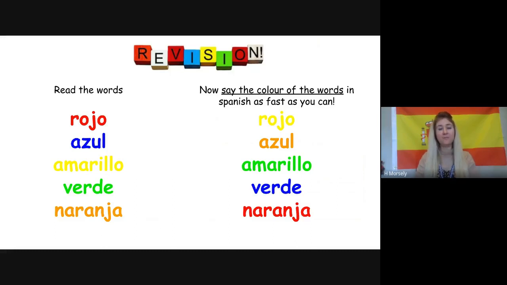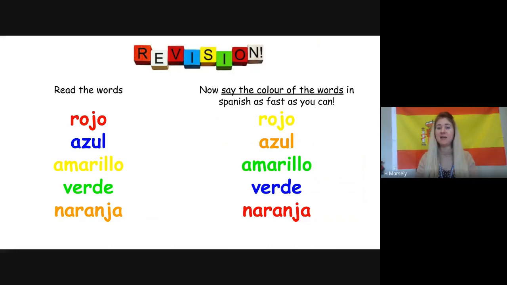So we've got rojo, azul, amarillo, verde, and naranja. Remember, the J makes a sound. Rojo, naranja. The Z makes a sound. Azul. 2 L's make a Y sound, so y. Amarillo. And the V in Spain is pronounced like a B, so verde.